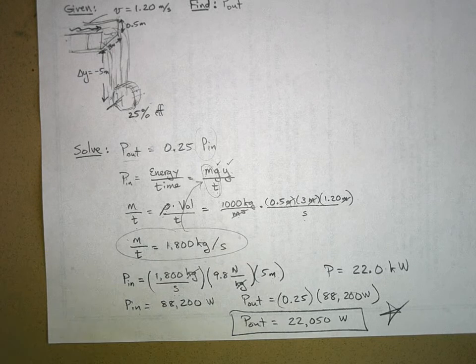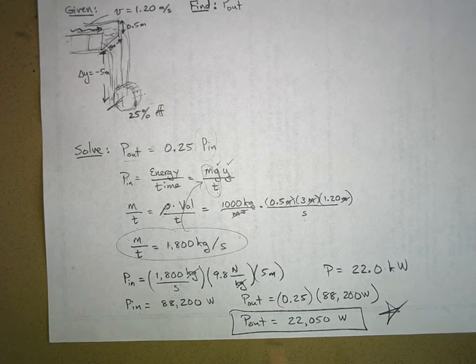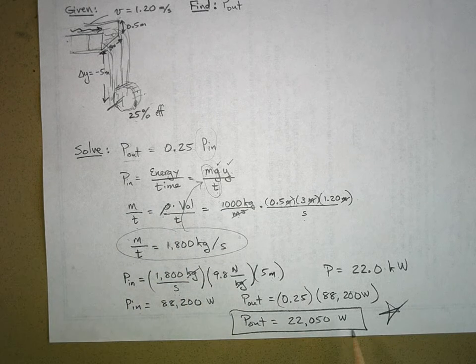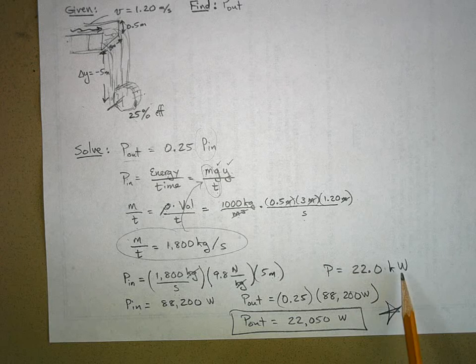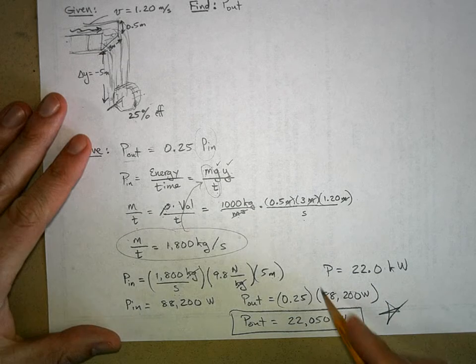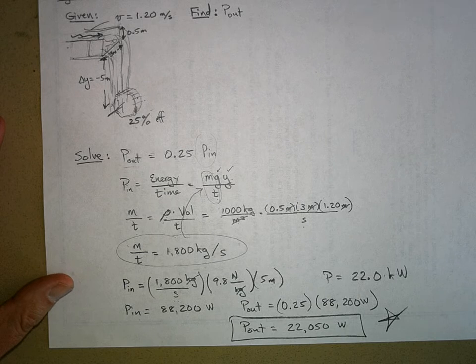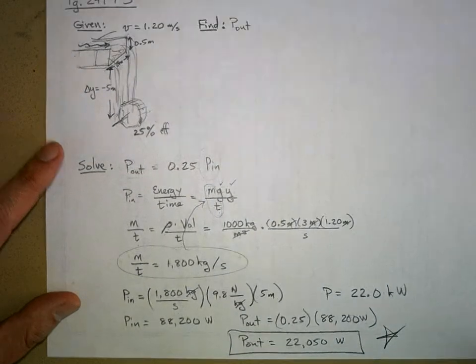I think whoever did the problem for the book's answers did it a little tiny bit differently and rounded it off slightly differently than I would. I would probably put 22.1 kilowatts, but this is what the book got. But this is the correct solution. And that is all.